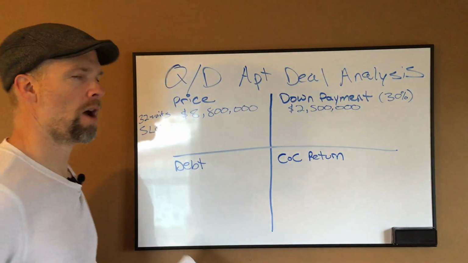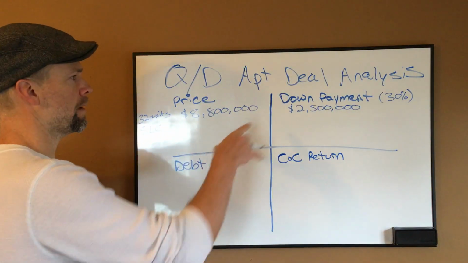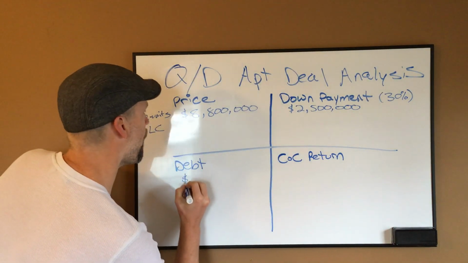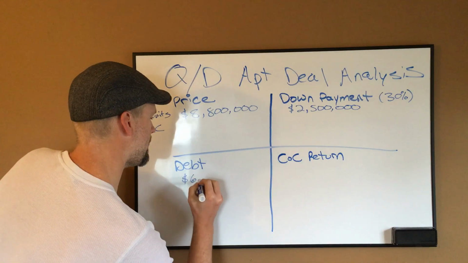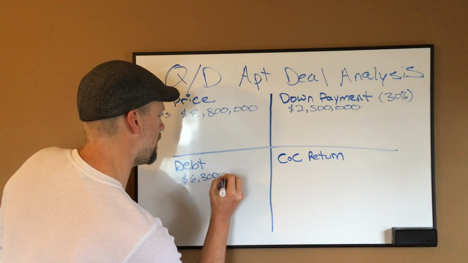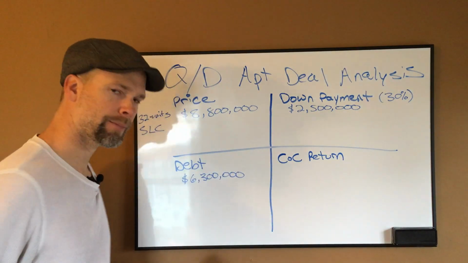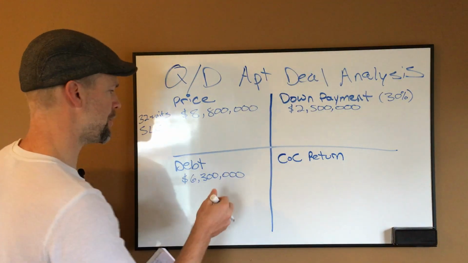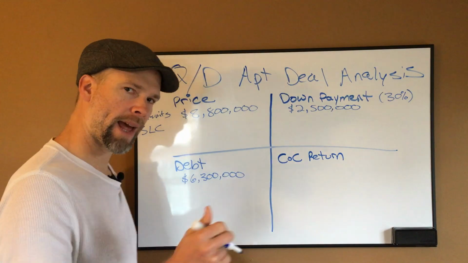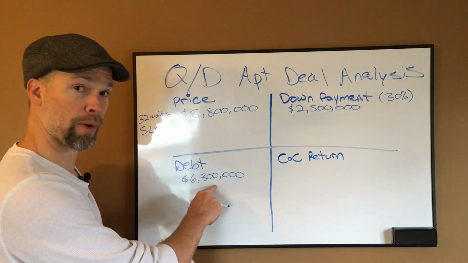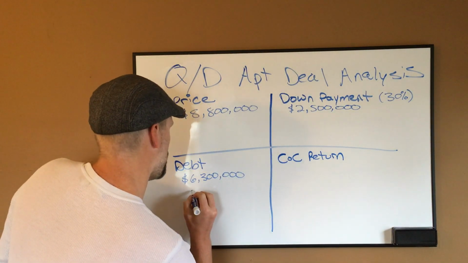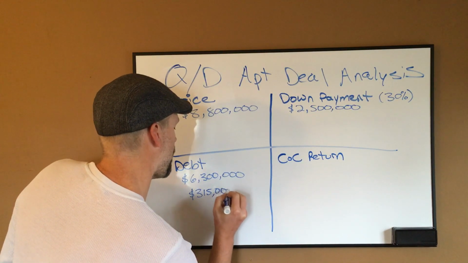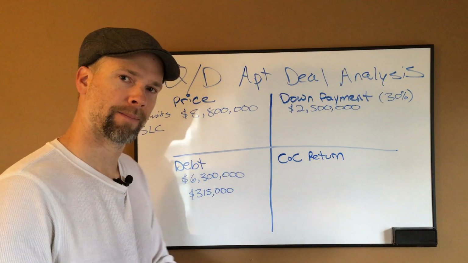So what's our debt on that? $8.8 million. We're putting $2.5 million down. So we're going to be borrowing $6,300,000. Okay. Now, assuming we have a 5% interest debt here, our annual debt payment is going to be 5% of this. So annually, we're going to be paying $315,000 for the debt.